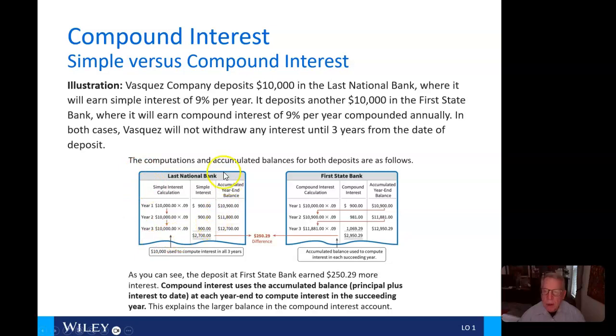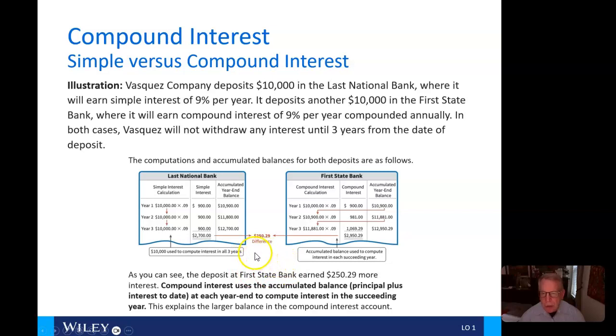Okay, so if I look at the first example here, where it's earning simple interest, it's $10,000 times 9%. That's going to be $900. It's going to earn $900 in each of those 3 years. So I'm going to start with $10,000, add 900 to it here, add another 900 in year 2, and add another 900 in year 3. The interest is not earning any interest.